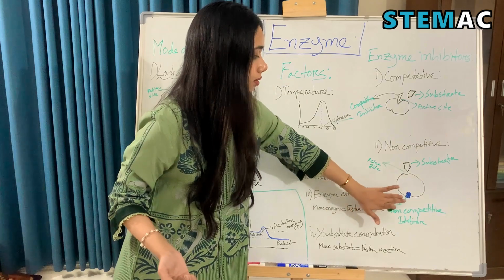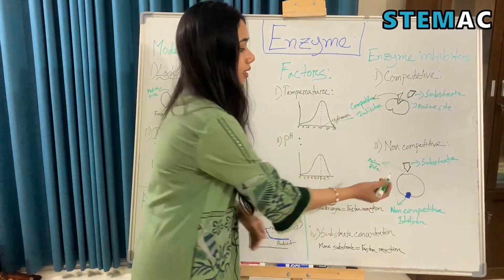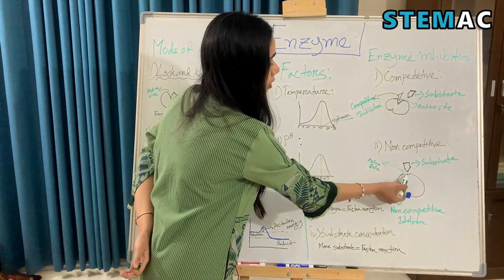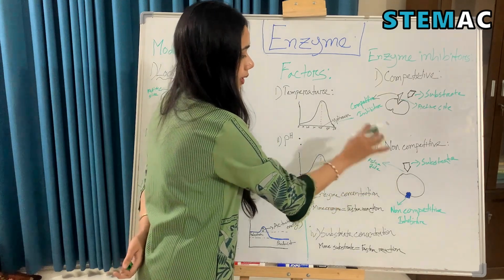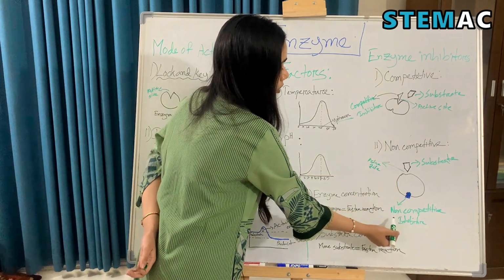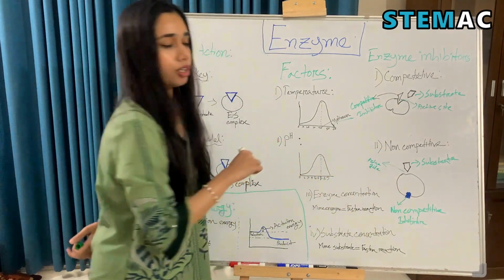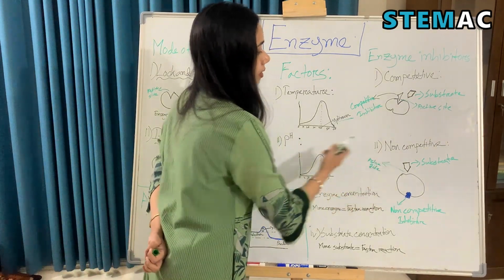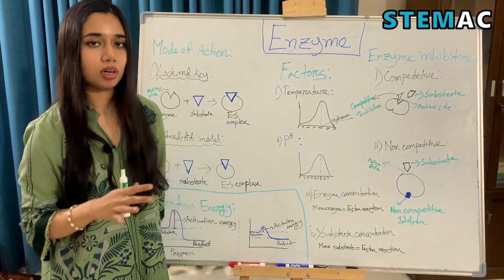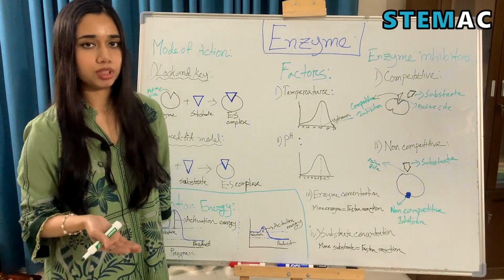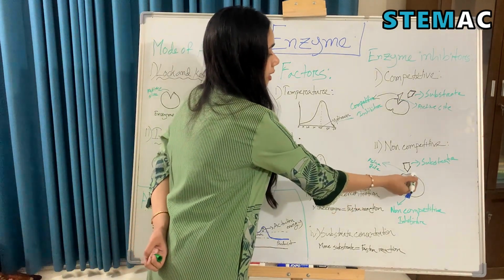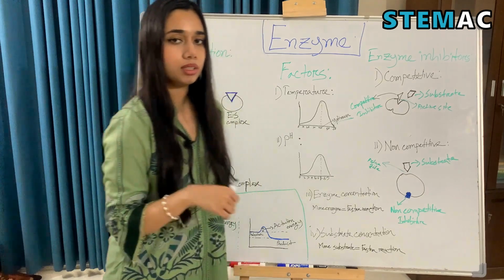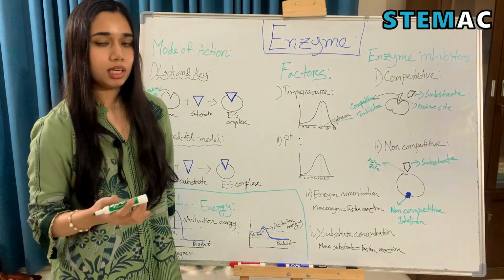And because they are not fighting for the active site directly, it is called non-competitive inhibition of enzymatic action. Now in this case, adding more substrate will not overcome this situation, because here the active site is already changed. So when you are adding more substrate, it will not work.